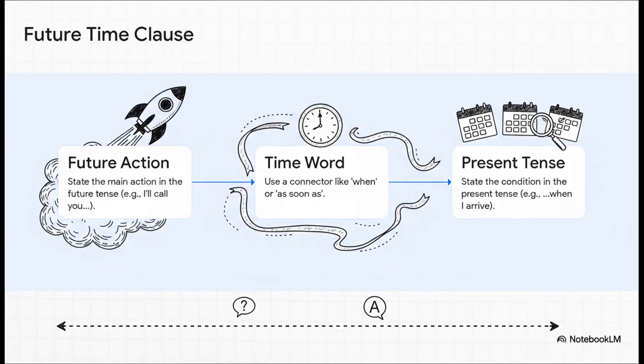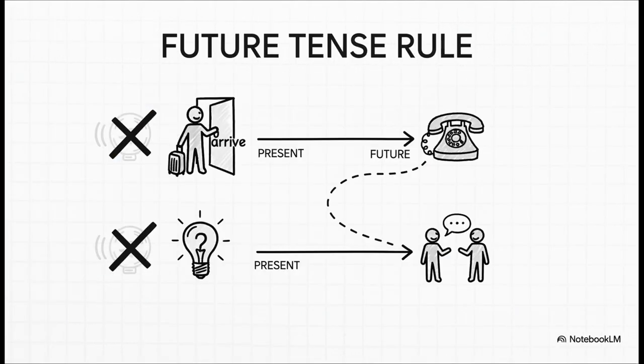So this is a really common little grammar trick when we talk about the future. You start with the thing that's going to happen in the future, like, I'll call you, but then the condition, the part that starts with when or as soon as, that part actually stays in the present tense. Let's see it in action because it makes it so much clearer.